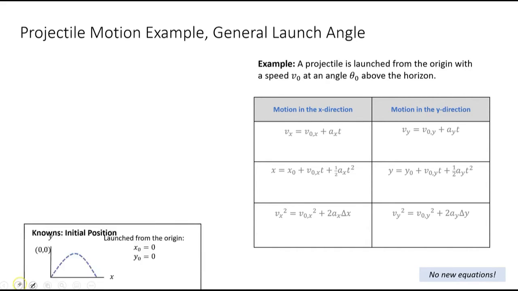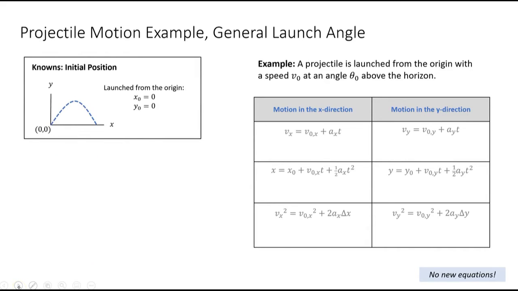So first of all, we're told about the initial position. So here it says it's launched from the origin. And so that's telling us about the initial position of this projectile. Specifically, it tells us that the projectile is initially at the location 0, 0, which is our origin. So in other words, we could immediately write down two knowns here. X naught is equal to 0, and so is y naught. So we have two knowns already.